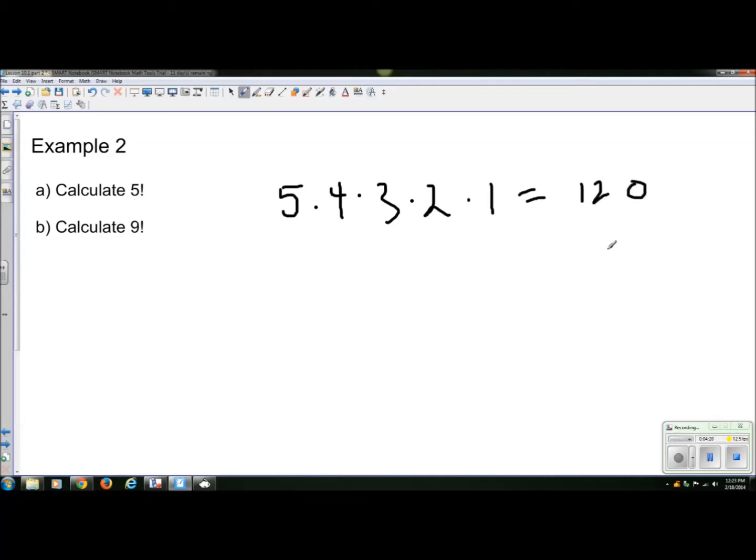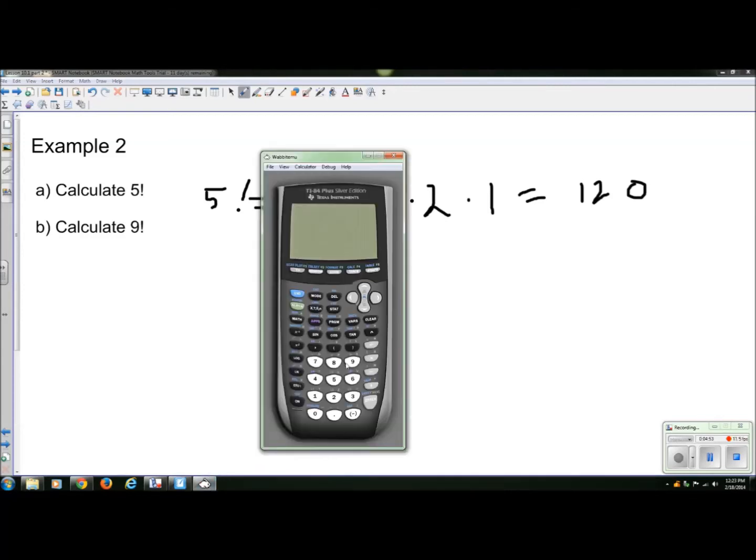Cool. Let's calculate 9 factorial. Well, we don't actually want to calculate 9 factorial by hand. That would be horrible. So let's get a calculator to do it for us. I'm going to do 9 factorial. Factorial is listed under Math, Probability, or PRB, and there's a little exclamation point. Hit enter again, and we've got it: 362,880. That's a big number.